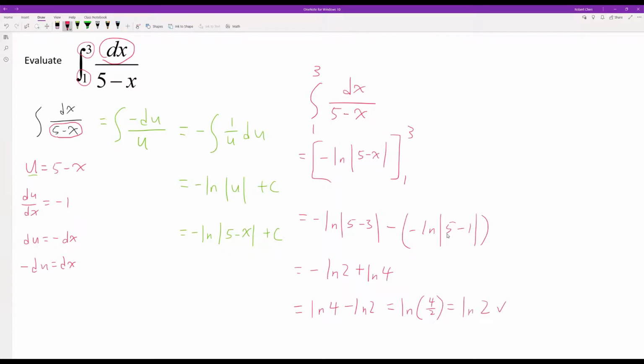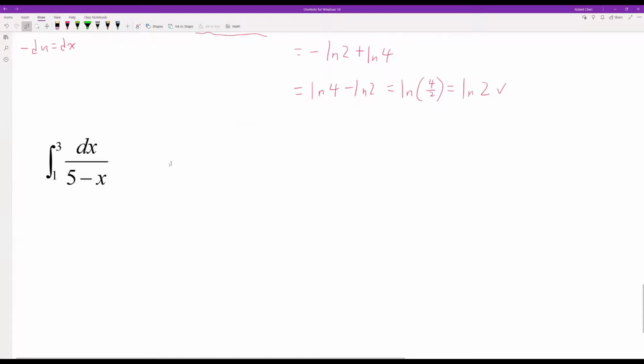And that's the first method. You evaluate the integral like it's an indefinite integral. Once you get that, replace it back into the original integral and evaluate the bounds, the limits of integration, from 1 to 3. Okay, so let's look at the second method.